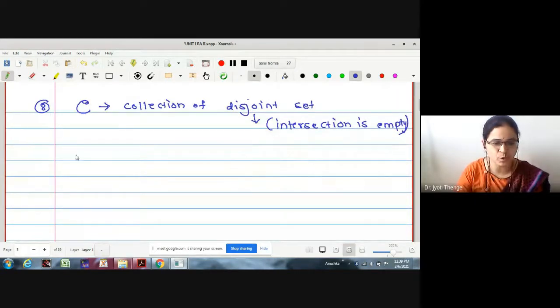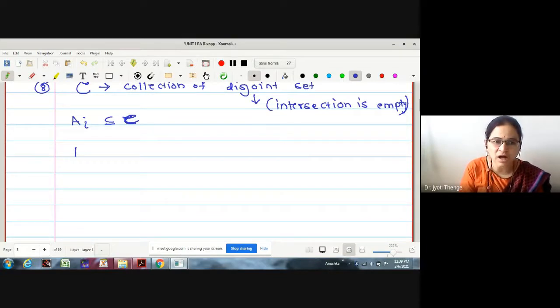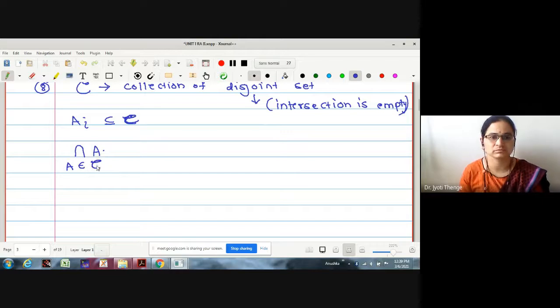Intersection of these two sets is empty. No element is in common. And suppose we have a subset, say A_i, in this curly C. Then what about the arbitrary intersection or arbitrary union over A in C? No need to write A_i, no?